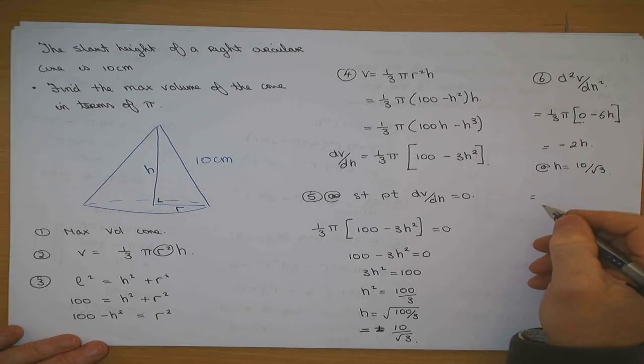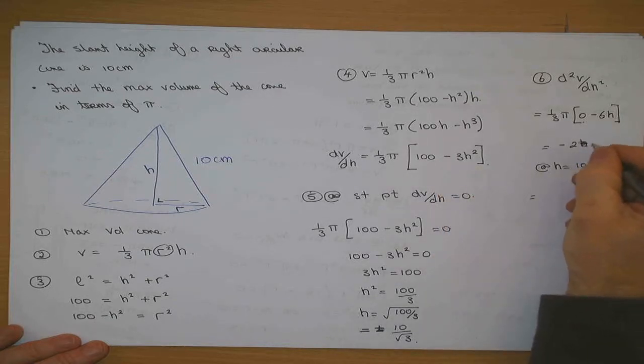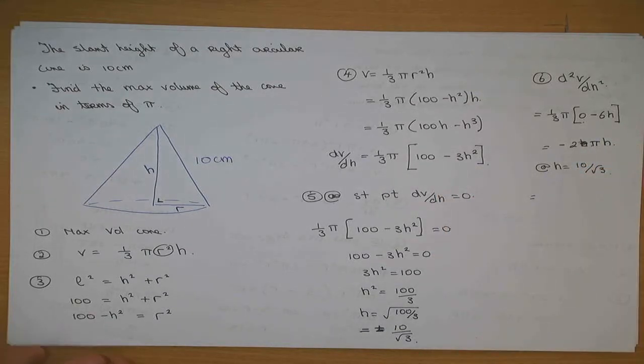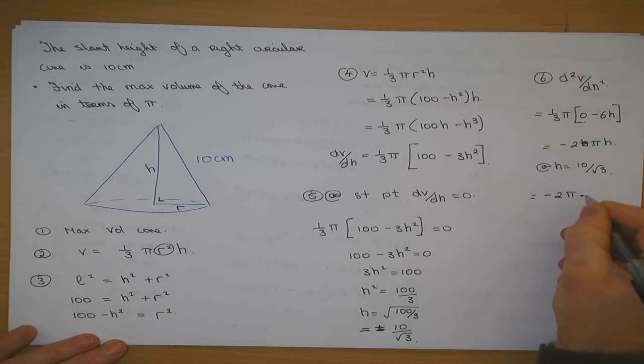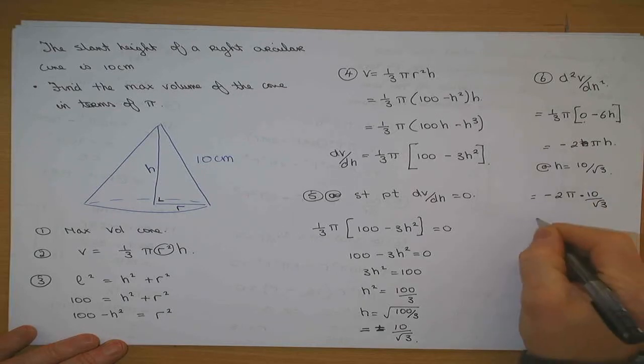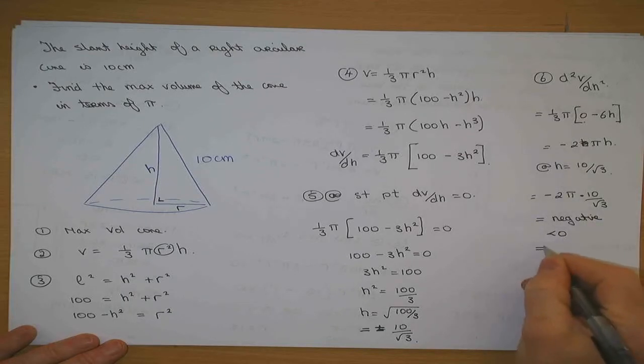where have I gone wrong? 1/3 pi. Differentiate the 100. Minus 2 pi h. At h equal to 10 over root 3, it's minus 2 pi by 10 over root 3. That's going to turn out to be what? Negative. So it's less than 0. Therefore, I have what? A maximum.